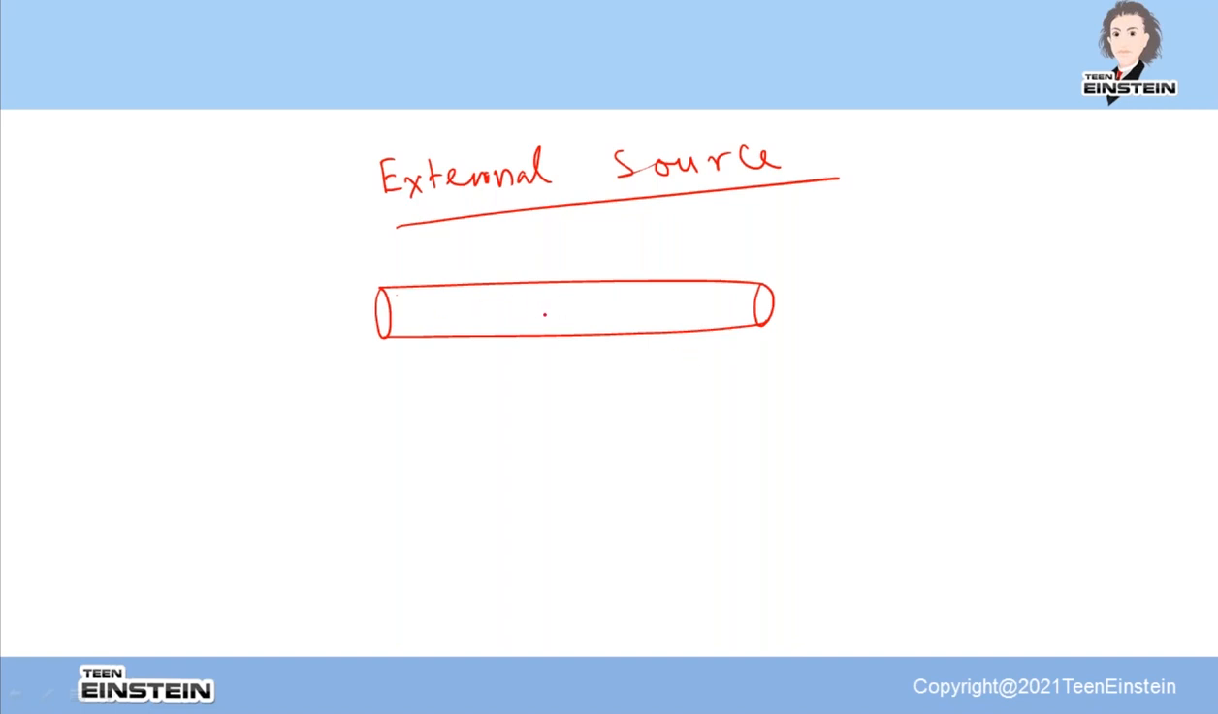Okay, so conductor means what? They have free charges, free electrons, but the net flow is zero. Net flow is zero. Okay, so this is the condition of a conductor. You will not get a current.